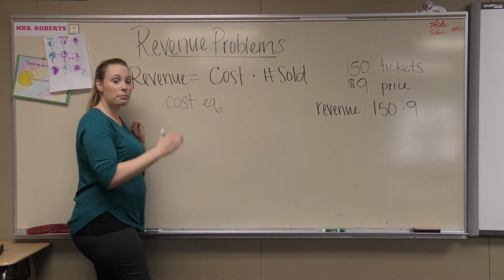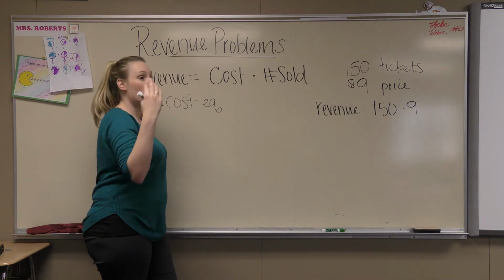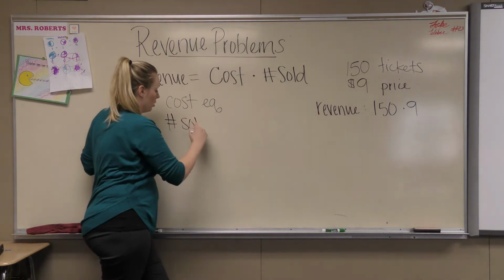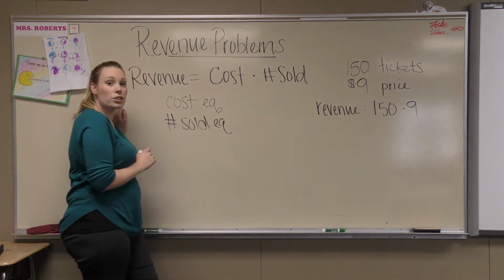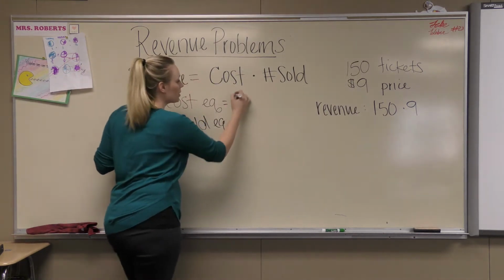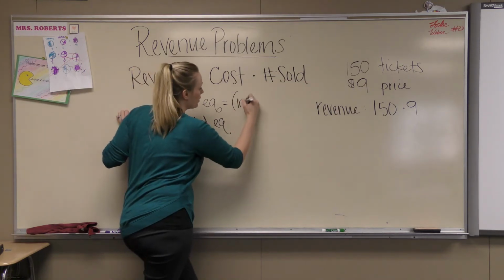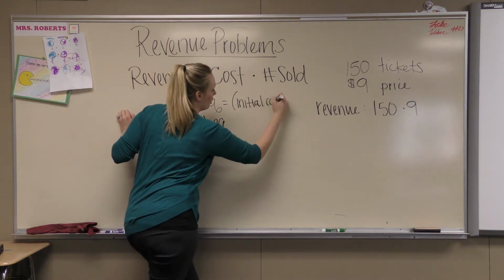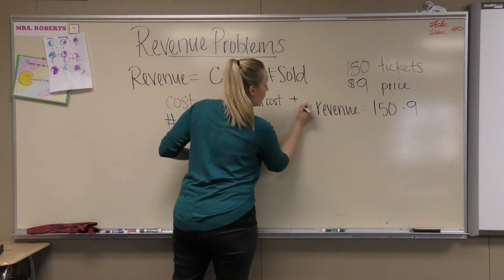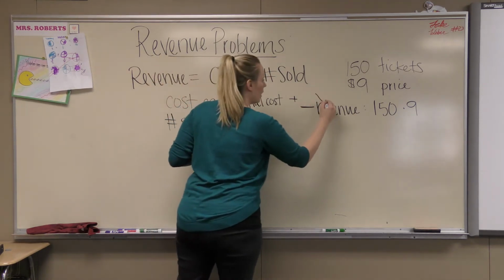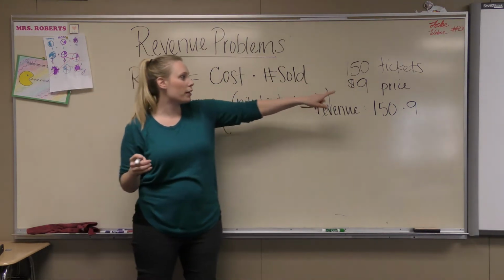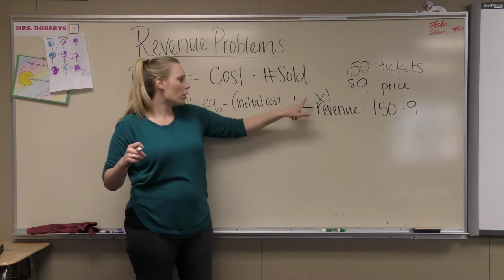And this should have a variable in it. Maybe we are increasing the price to try to make more money. And then we need a number sold equation. And you'll take those two equations and you'll multiply them to each other. So your cost equation is going to have your initial cost plus some amount that you want to increase by X. Maybe you want to increase ticket price for a movie theater by $1. And if we increase by $1, we put 1 here.